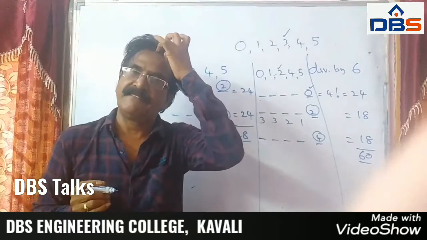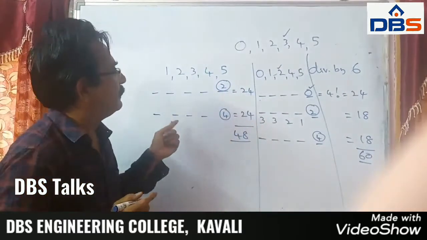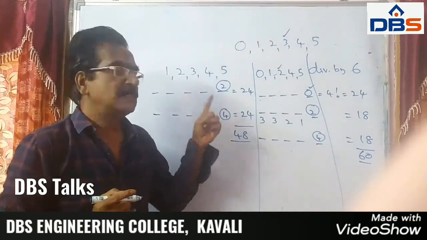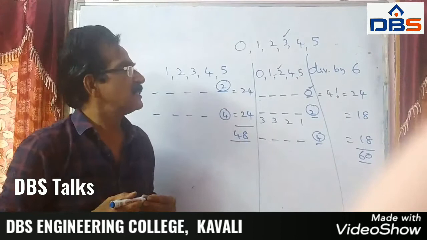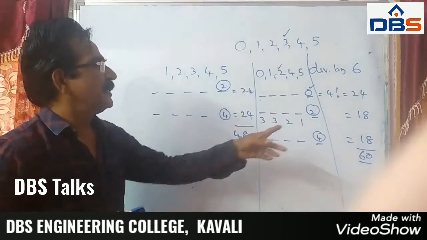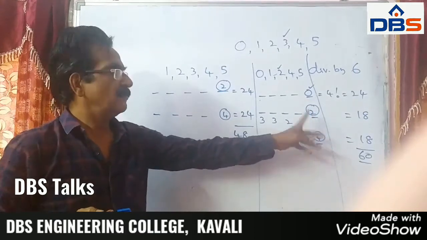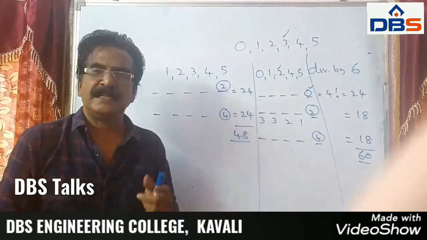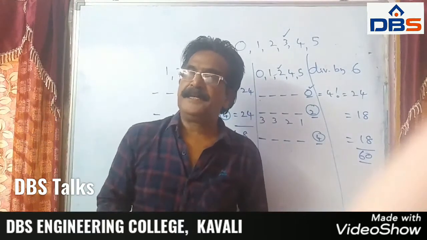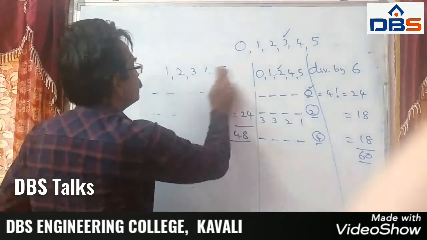Total 108 ways. So you have to consider both the cases when repetition is not allowed. When the repetition is not allowed, very easy one. So here the two things are slightly changed. Okay, friends. Now let us consider the case where repetition is allowed.